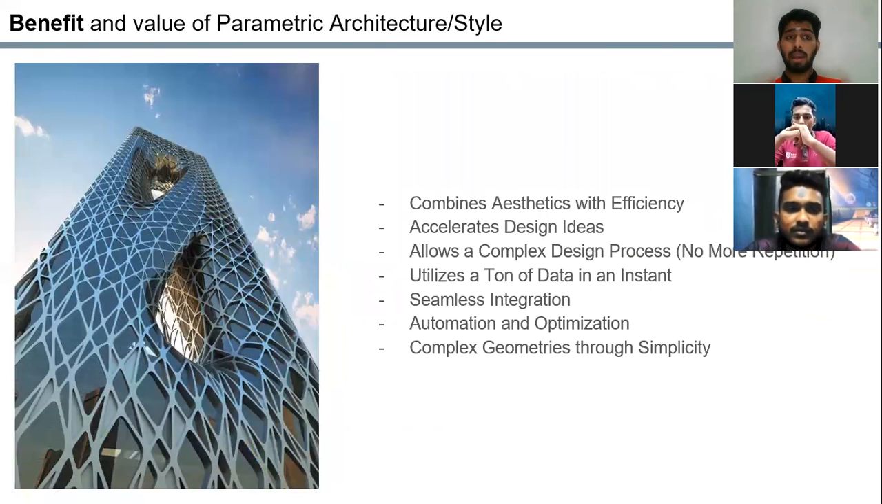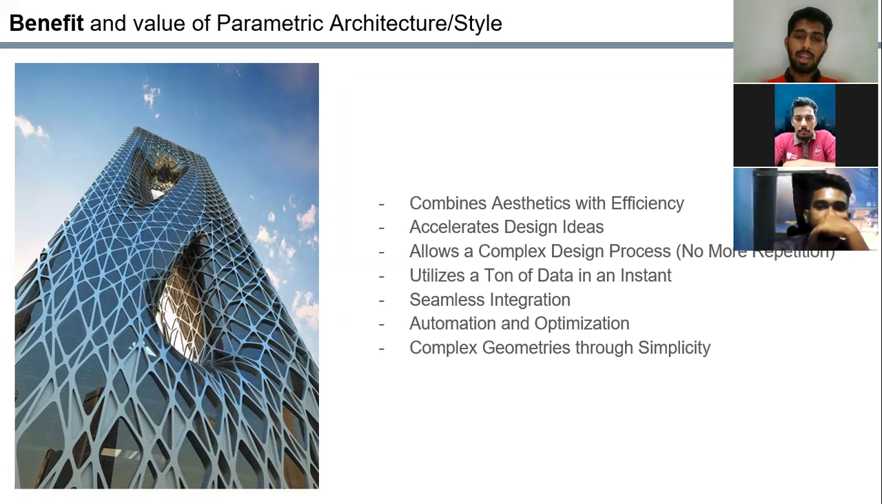There are around seven benefits of a parametric architecture style, so let's go through them. The first one combines aesthetics with efficiency. The second accelerates design ideas, allows a complex design process, and utilizes a ton of data instantly. The next one is seamless integration, automation, and optimization. And the last one is turning complex geometries into simplicity. So next we'll continue with another friend.